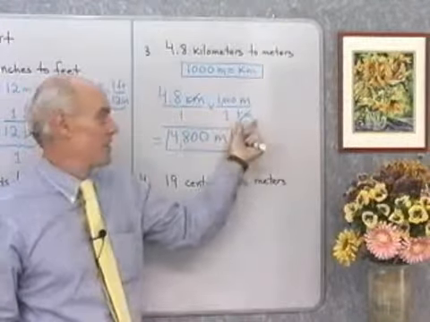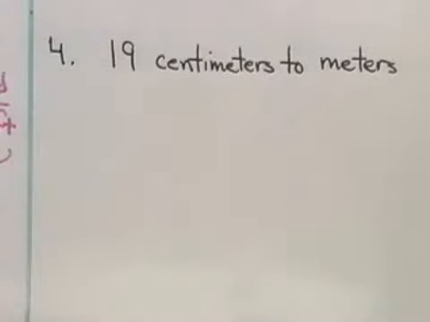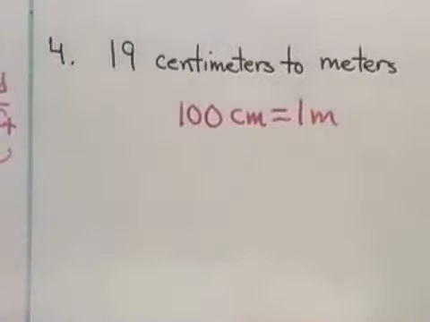Here's another problem. Problem number 4, 19 centimeters to meters. Now 19 centimeters, that's about the length of a regular pencil. So a regular pencil is about 19 centimeters long. I want to convert that into meters. So this is what I know. There is 100 centimeters in every 1 meter. So 1 meter is the same as 100 centimeters.